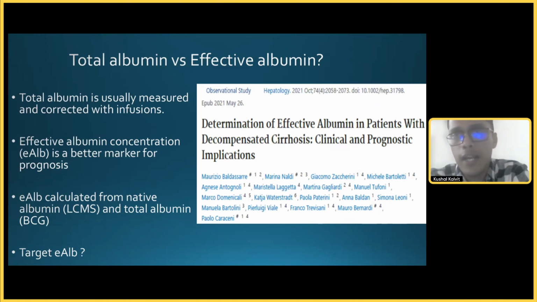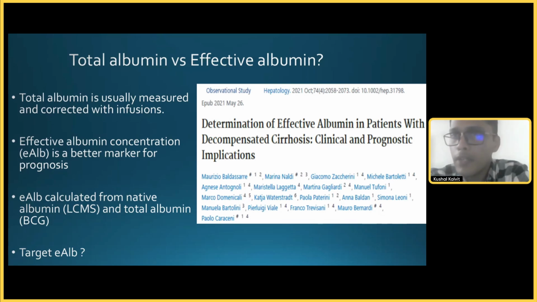So the structure and the function both change, and what is left is the effective albumin concentration to be measured. Effective albumin concentration in essence is the concentration of structurally and functionally normal albumin. So that albumin which is actually effective for all the effects that we are talking about, antioxidant, anti-inflammatory, and plasma expansion, and so on and so forth. So what we need to measure is the effective albumin concentration, and that is a better marker for prognosis.